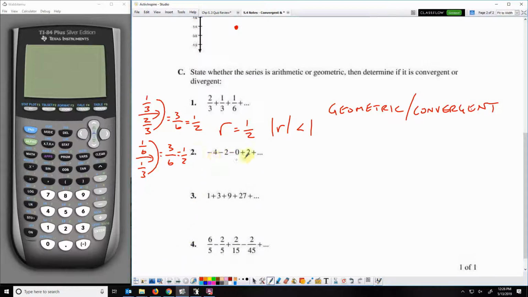This next one looks like it might be arithmetic, so I'm going to try -2 minus -4, and 0 minus -2. So -2 minus -4 is -2 plus 4, that's 2. 0 minus negative means plus 2, and that's also 2. There is a common difference of 2. So it is arithmetic. And anytime a series is arithmetic, that means it's going toward infinity or negative infinity. There is no limit to the sum. It does not converge on a particular finite sum, so it is divergent.